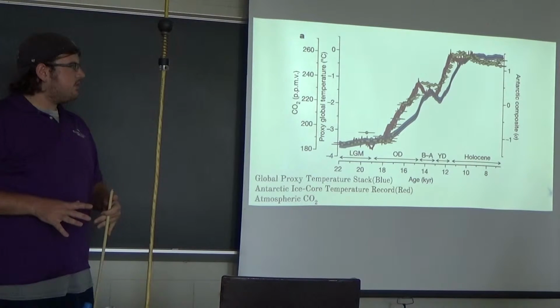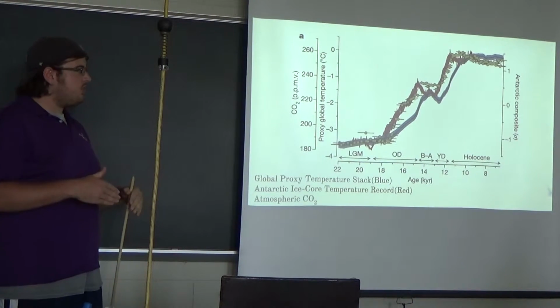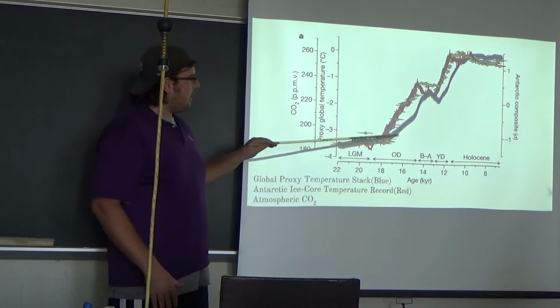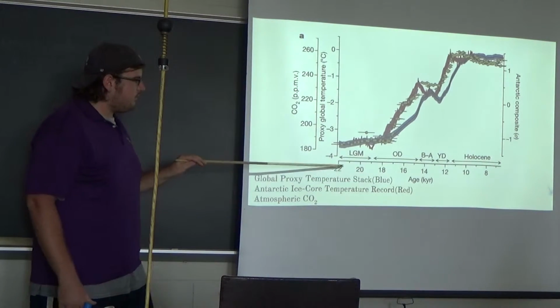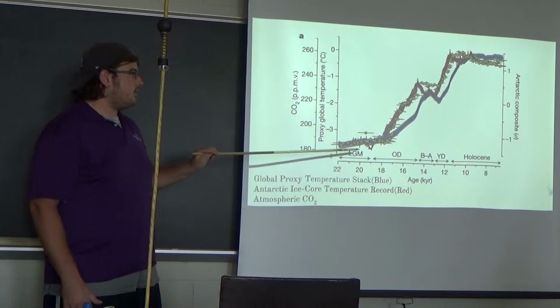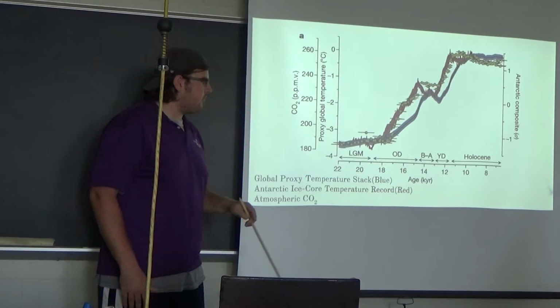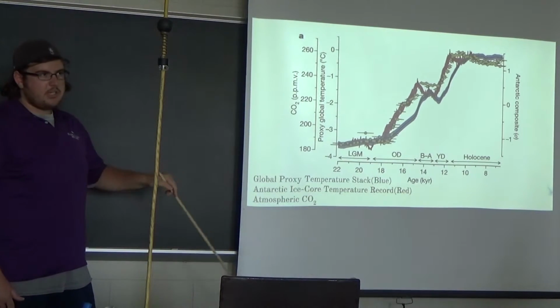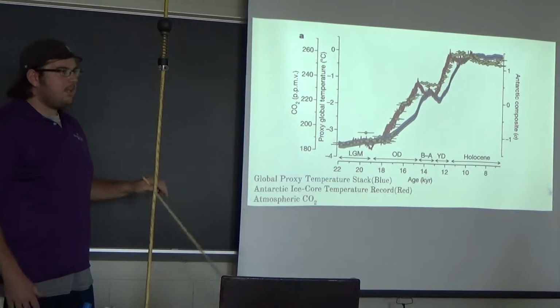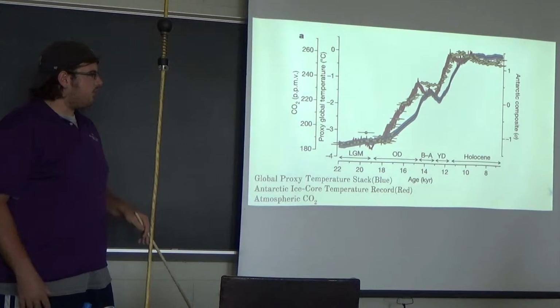So coming out first, the global proxy temperature stack, which is the proxy that he was talking about with that aging, is this blue line here. And as we see, over the several thousand years that this study is taking place, we see a warming trend, slight cooling trend, warming trend again. The Antarctic ice core record, which is the red line, they looked at separately because they noticed there was a slight difference between the northern and southern hemispheres.